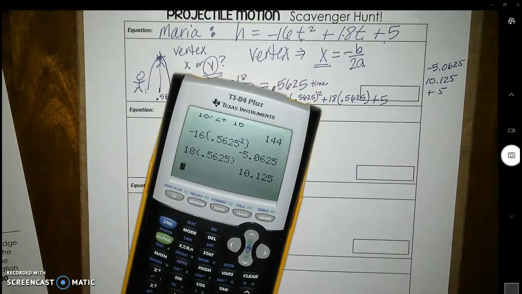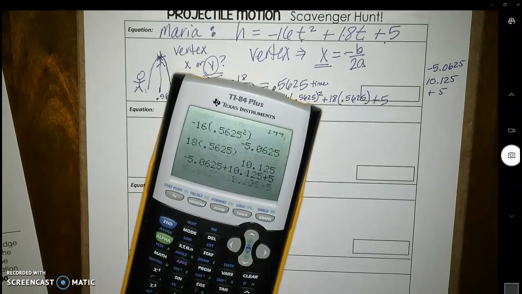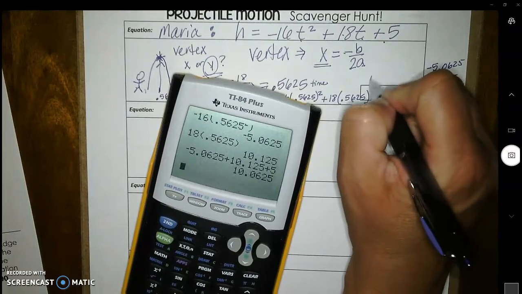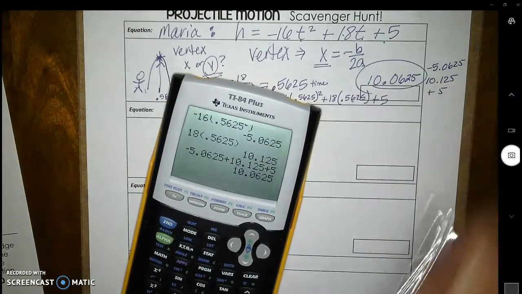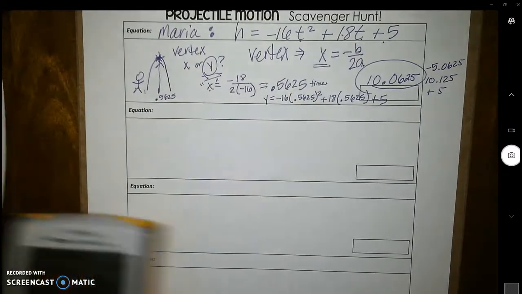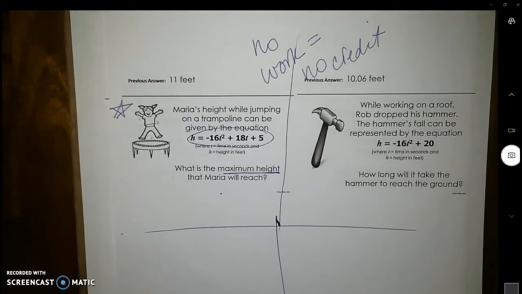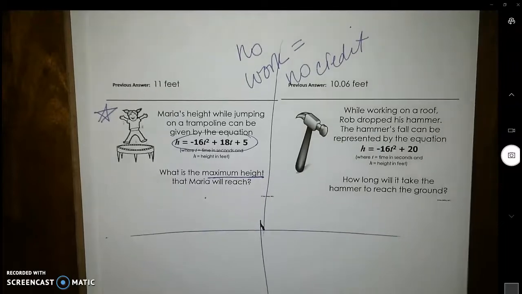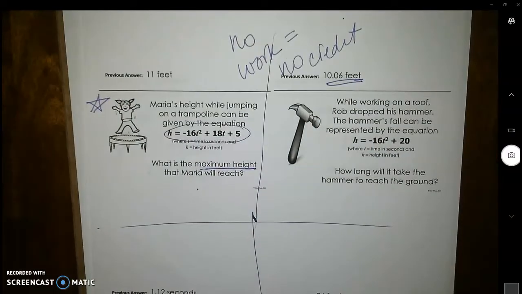And then plus 5. So negative 5.0625 plus 10.125 plus 5 gives me 10.0625. That's how high she jumped. So she jumped about 10 feet. Okay, so 10.056, and it looks like I'm at the next one. Oh, thank goodness that's what I got, right? All right, let's go try the next one.